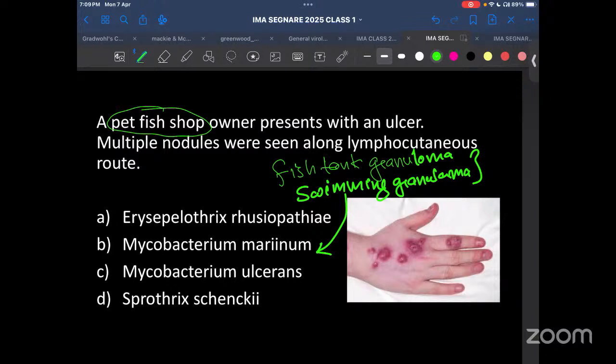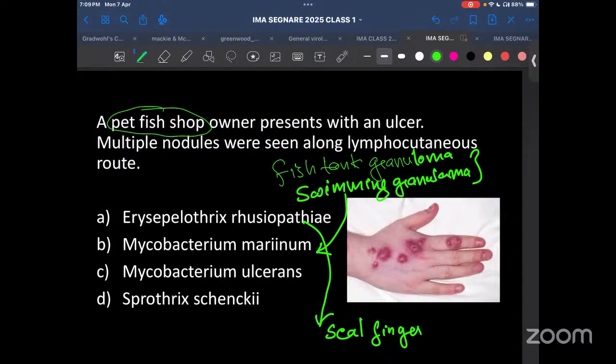Now there are some other options here. Erysipelothrix rhusiopathiae causes a disease known as seal finger, also known as whale finger. It is nothing but swelling of the finger if you come in contact with certain fish, by a fish bite or something. That is erysipelas in your finger. It is a severely painful condition caused by Erysipelothrix rhusiopathiae.